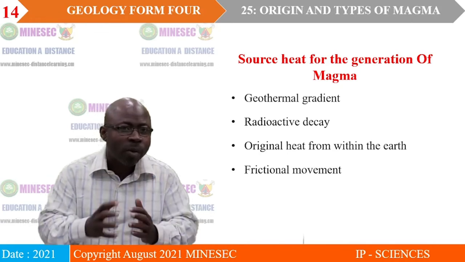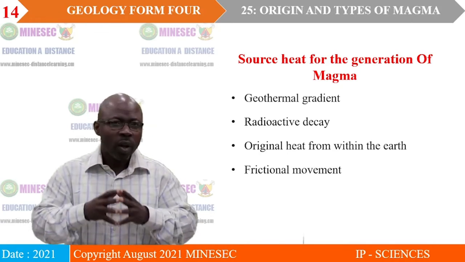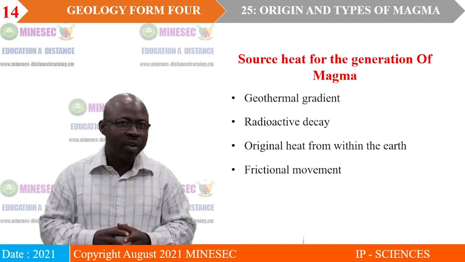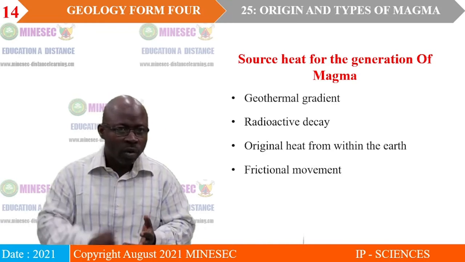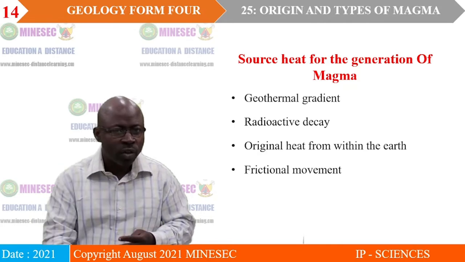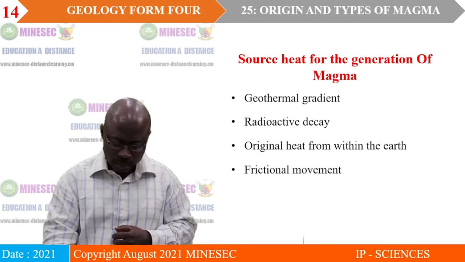So these are the principal areas where we think heat is coming from to cause magma to generate: geothermal gradient, radioactive decay, original heat from within the Earth, and frictional movement.